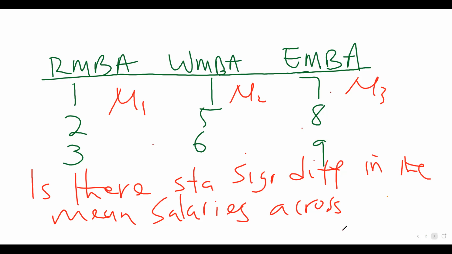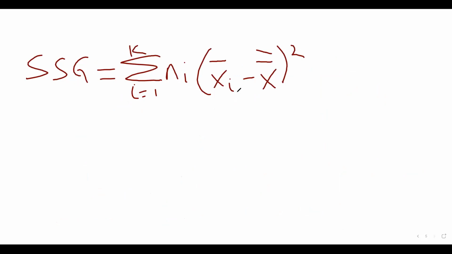Okay, so let's try to get a sense of that formula. That formula says take that sample size and multiply it by the mean. So x bar i here is simply the mean in that group, the mean in group i. So if you look at the RMBA group, you add all the numbers and find the mean. You calculate the means in the other groups too. That's it. I'll do that with you, so don't worry.